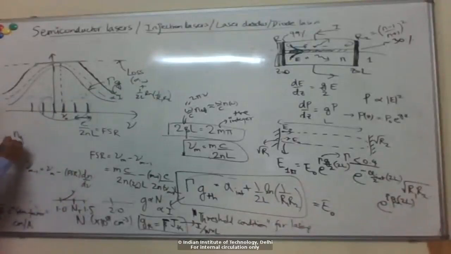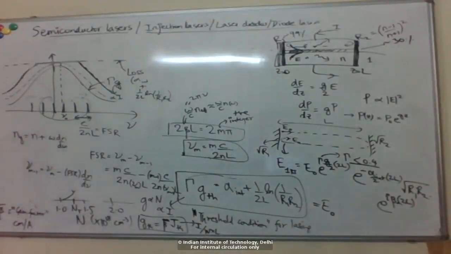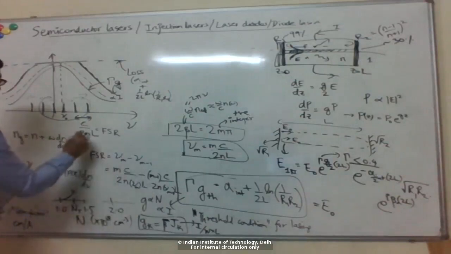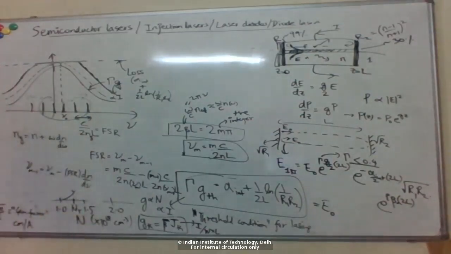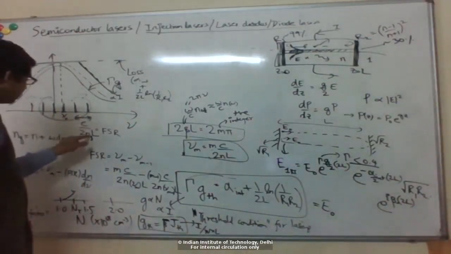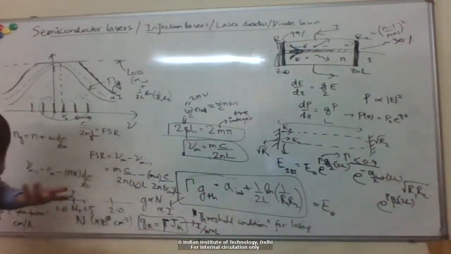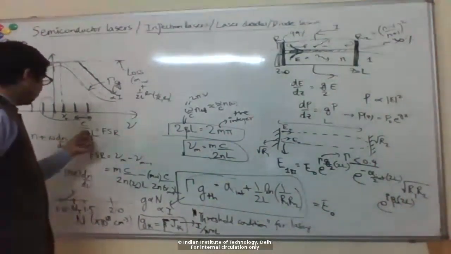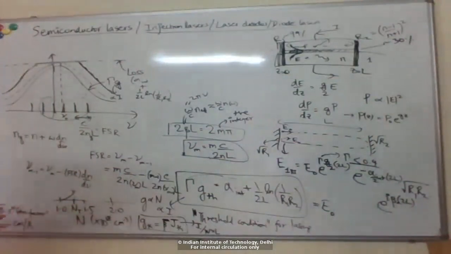We call the group refractive index the bare refractive index plus this term, dn by d omega. So if you include this frequency dependence, this n actually becomes the group index. To be more precise, the FSR is actually given by c over 2 Ng L, where Ng is the group index. The difference is not much, but in certain cases, it might prove to be not negligible.